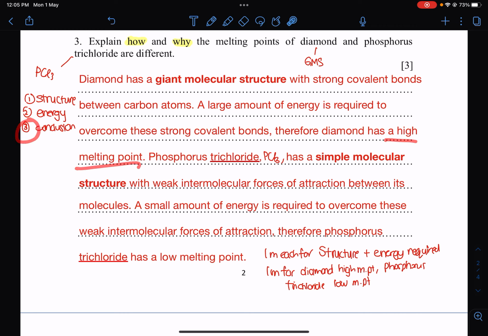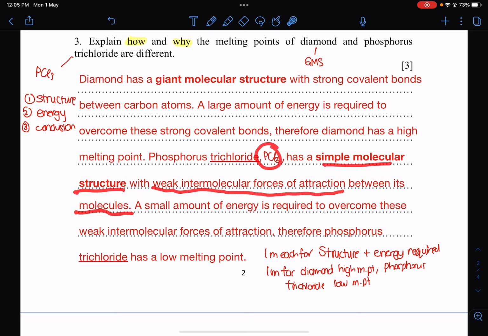That is the conclusion. Repeat the same process for phosphorus trichloride, PCl3: simple molecular structure with weak intermolecular forces of attraction between molecules. There is no need to state that there are strong covalent bonds between the phosphorus and chlorine atoms within the molecule, because when you are melting it, you are not breaking these strong covalent bonds. You are only breaking the weak intermolecular forces of attraction between the molecules. So please just focus on what is important.